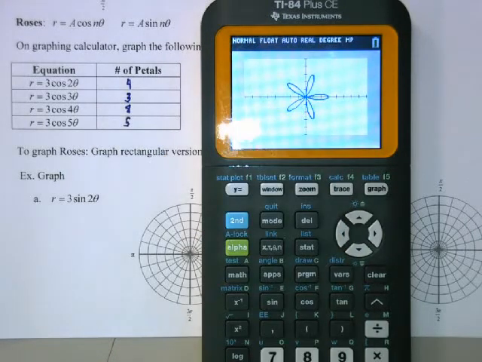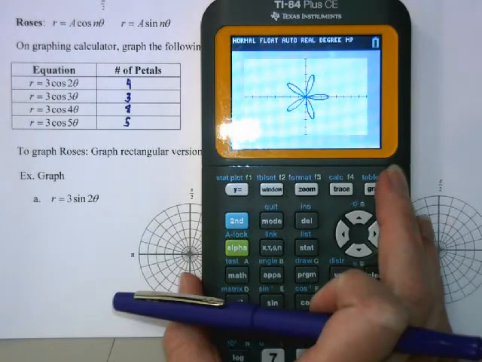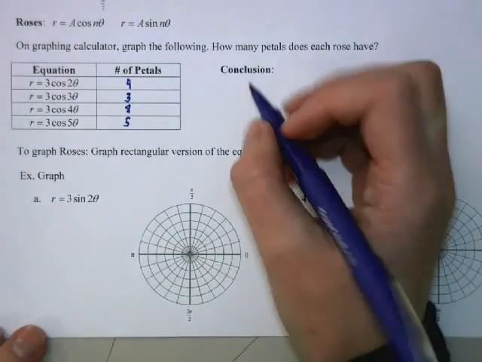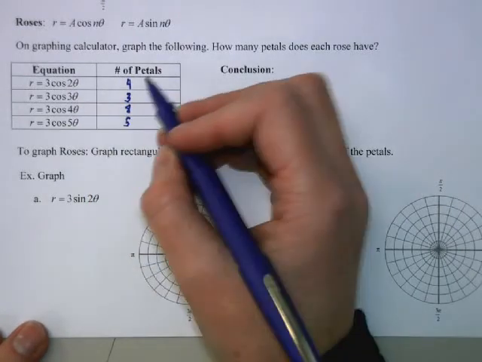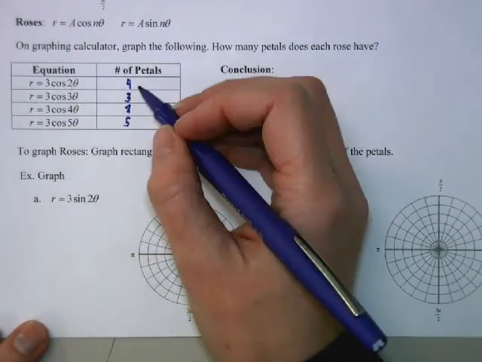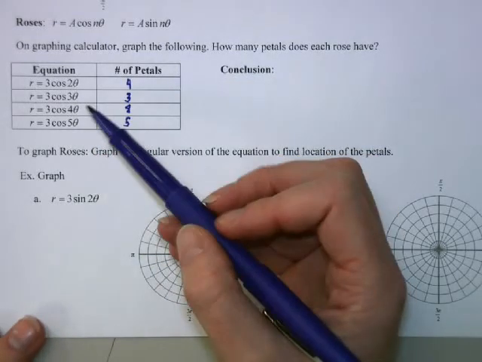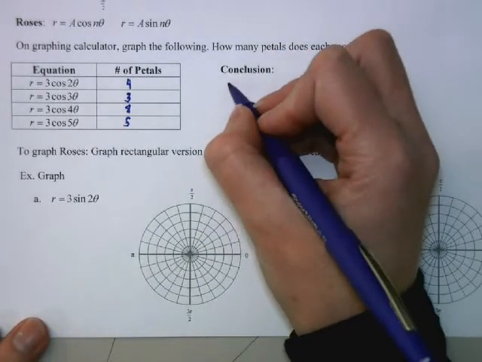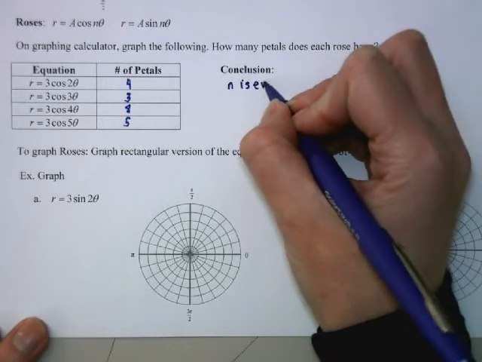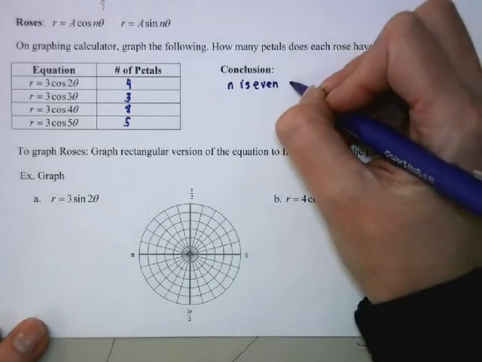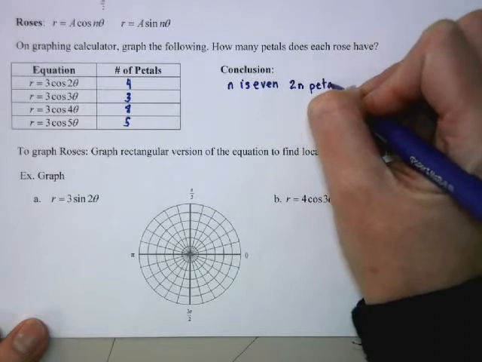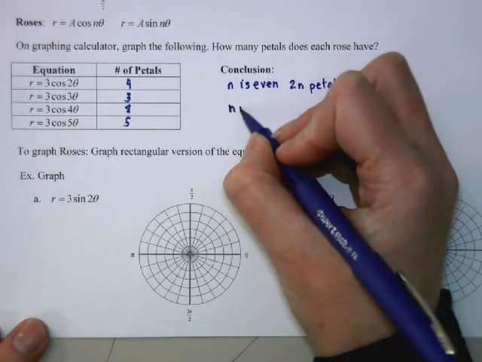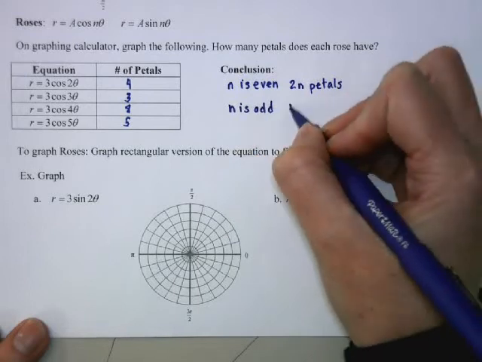Now at this point, you can pause the video and play around with different numbers, but hopefully you see a pattern here. When our number here, 2, 4, was even, 2 gave us 4, 4 gave us 8. When it was odd, 3 and 5, 3 gave us 3, and 5 gave us 5. So our conclusion is when n is even, there are 2n petals. When n is odd, there will be n petals.